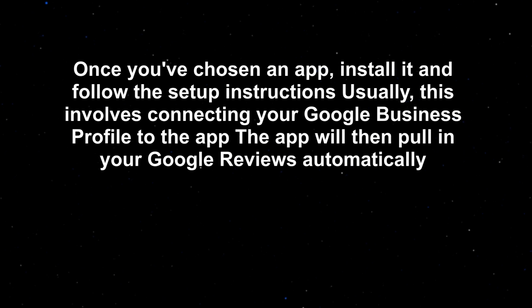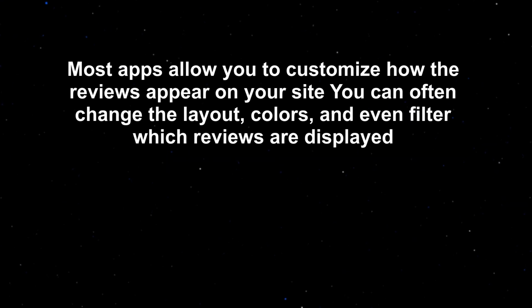Once you've chosen an app, install it and follow the setup instructions. Usually, this involves connecting your Google Business Profile to the app. The app will then pull in your Google reviews automatically. Most apps allow you to customize how the reviews appear on your site. You can often change the layout, colors, and even filter which reviews are displayed.